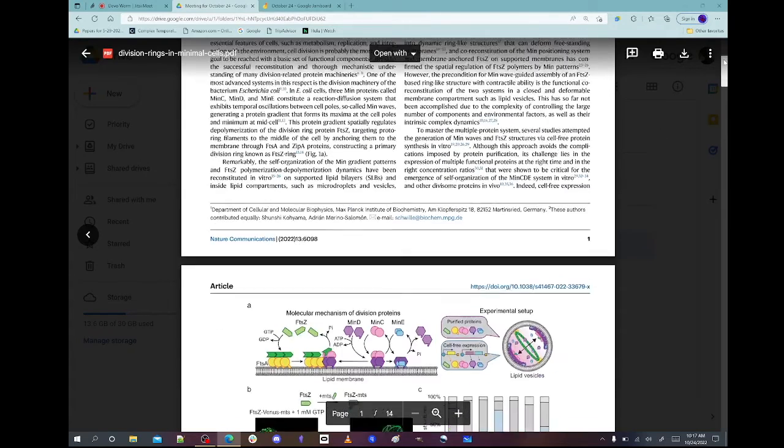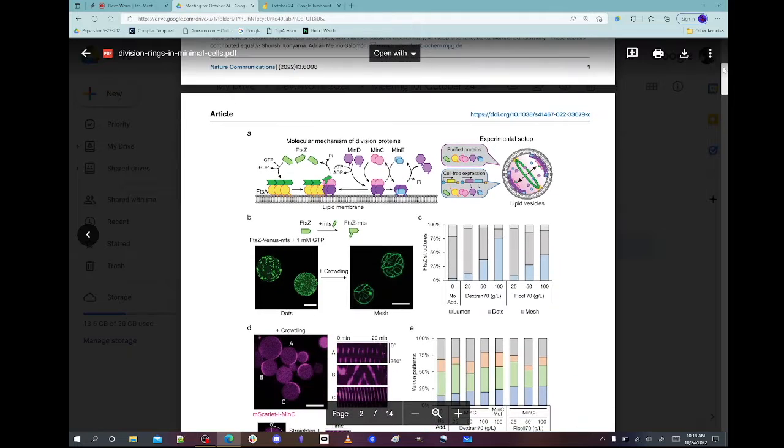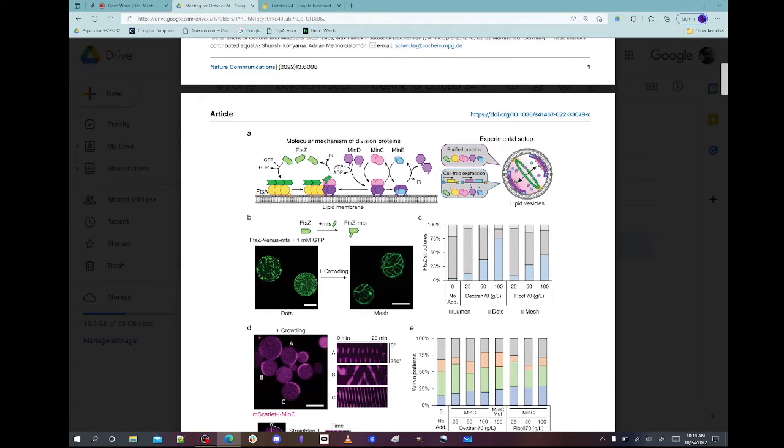So they talk about the multi-protein system. So this is your system here. You have the lipid membrane. You have these proteins sitting on the lipid membrane. So this membrane is at the edge of the compartment, or it's at the bottom of the compartment. And you have these chemical reactions that occur. These are the division proteins that are important. These are purified proteins, cell-free expression.